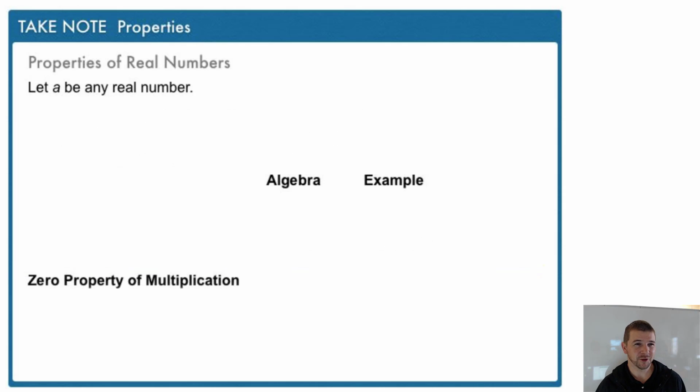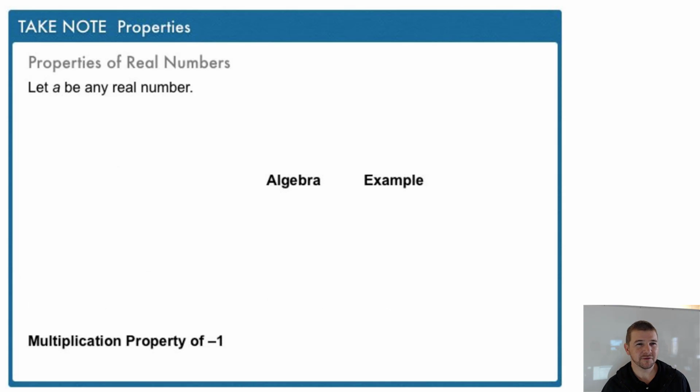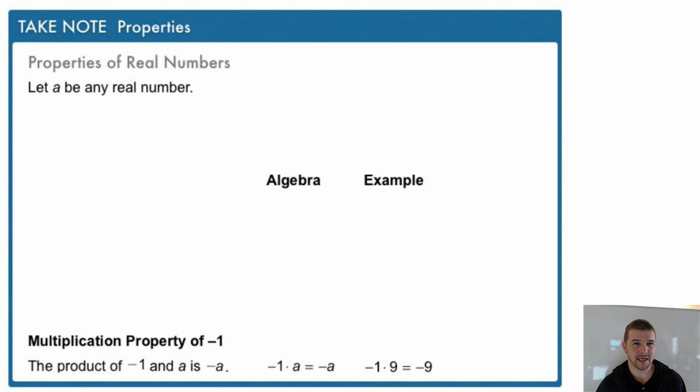The zero property of multiplication says the product of A and 0 is 0. In algebra, A times 0 equals 0. And an example, 18 times 0 equals 0. Finally, the multiplication property of -1 states the product of -1 and A is -A. In algebra, that can be stated as -1 times A equals -A, and an example, -1 times 9 equals -9.